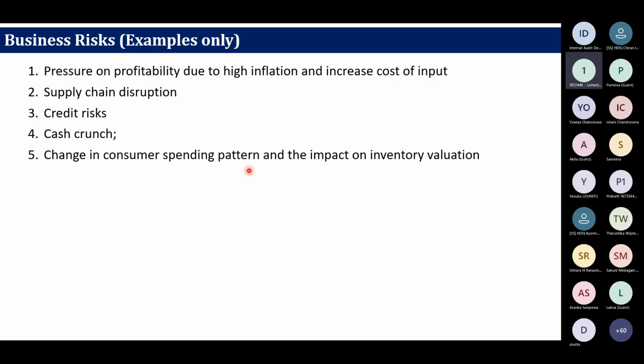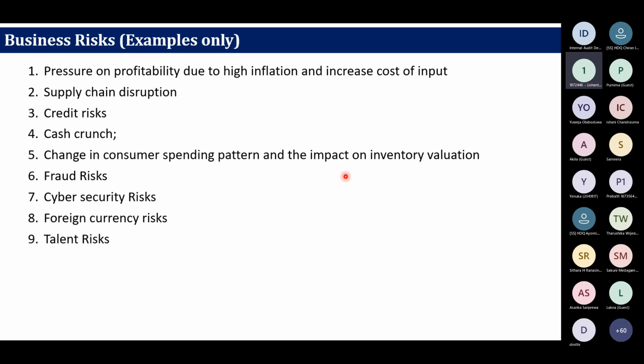And we already discussed changes in consumer spending patterns and the impact on inventory valuation, fraud risk we discussed. Cybersecurity, now they are creating many apps, all of these things. Cyber is really a hot topic. Foreign currency risk. Now, why are these risks important? Talent market, I just put a few examples only. There are many. Now, why is this important?